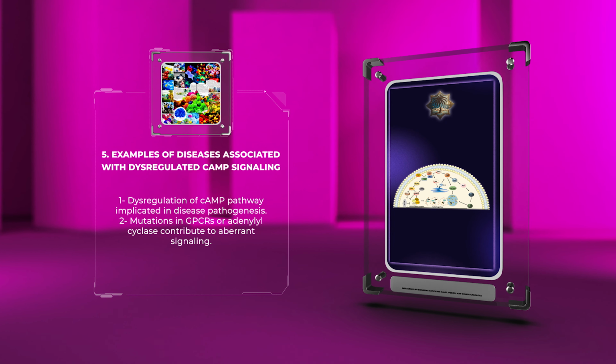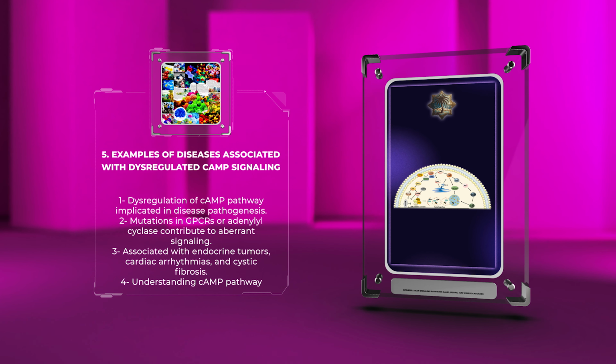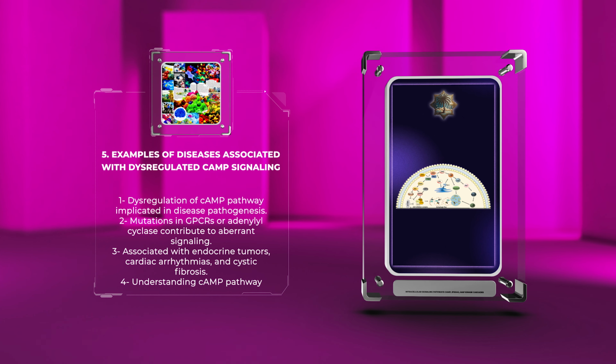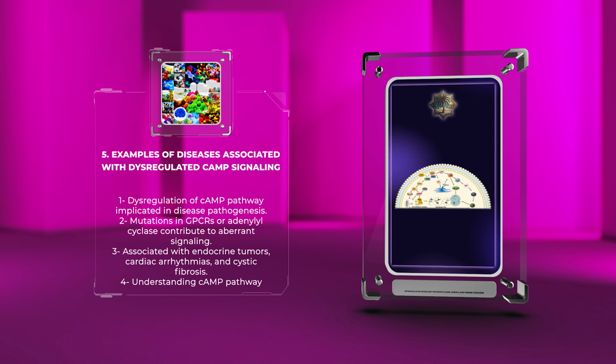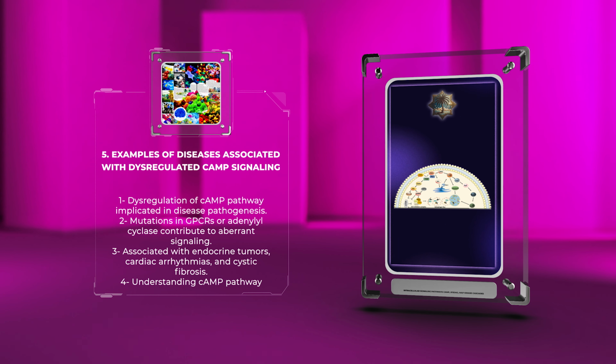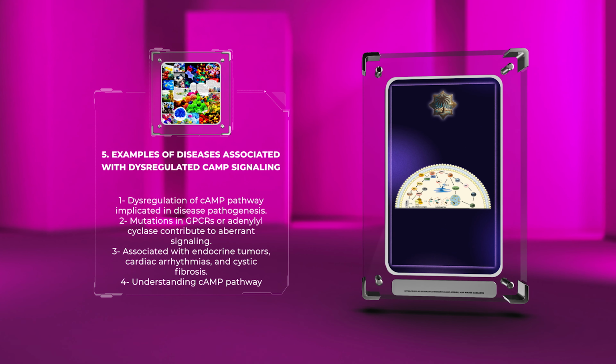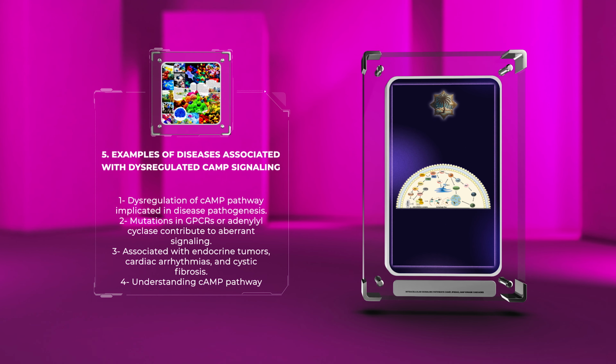Dysregulation of the cAMP signaling pathway has been implicated in the pathogenesis of several diseases. For instance, mutations in GPCRs or adenylyl cyclase isoforms can lead to aberrant cAMP signaling, contributing to disorders such as endocrine tumors, cardiac arrhythmias, and cystic fibrosis. Understanding the intricate details of the cAMP pathway is crucial for developing targeted therapeutic strategies for these conditions.